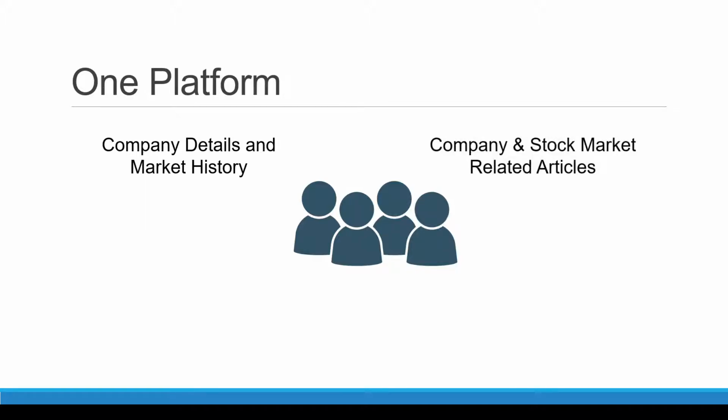The second one is company and stock market related articles, meaning that they will be able to see articles from various sources without leaving the application. The third one is the future predictions. We will be giving forecast data to the users provided by our custom machine learning model.